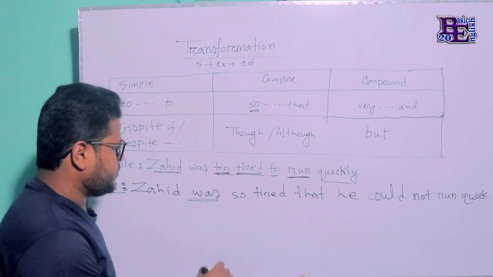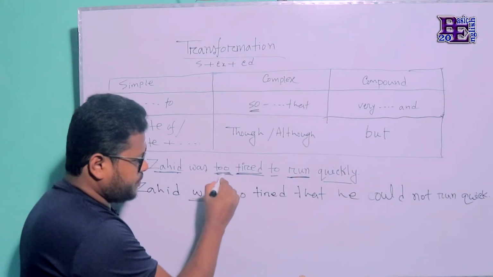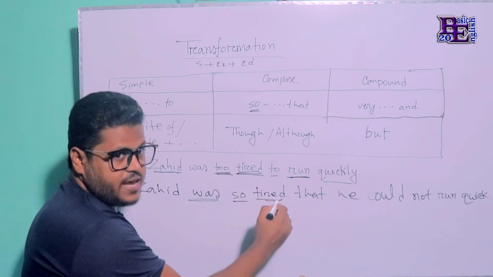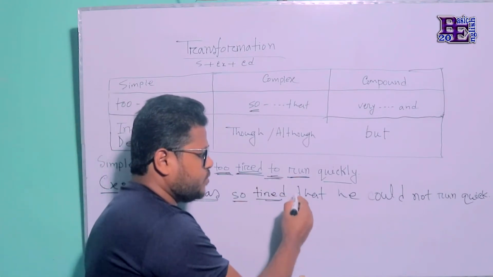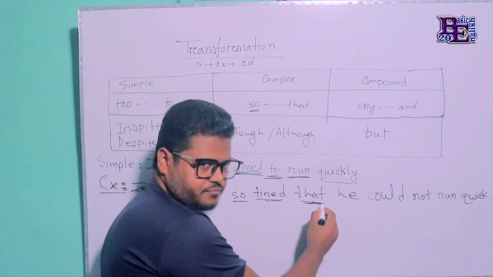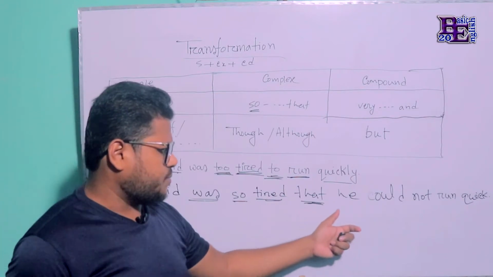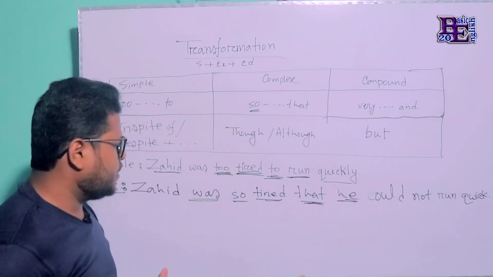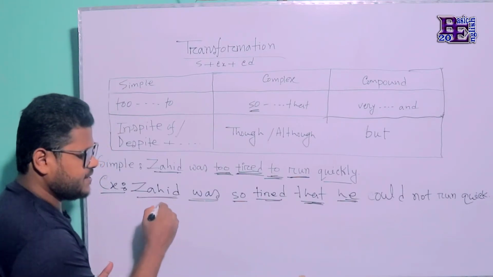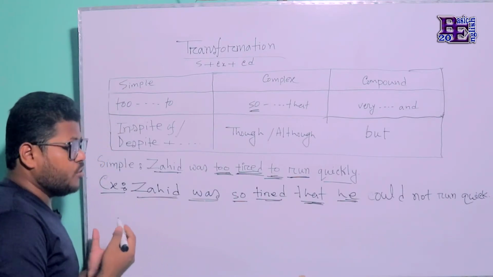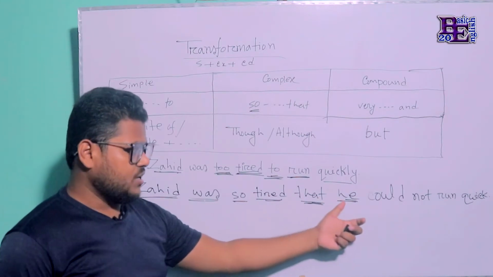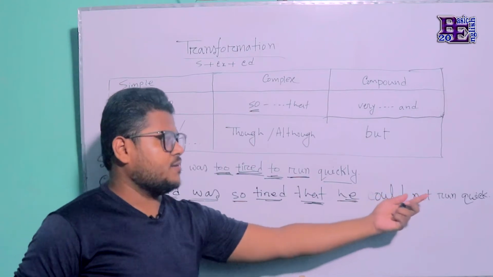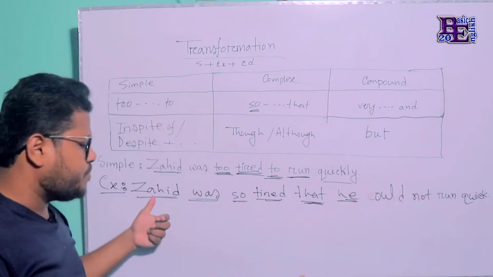First of all, at the place of too we have to use so, and the adjective will remain unchanged, and at the place of to we have used the conjunction that. After that we have used the subject he, and he has been used for Zahid, as Zahid is a man or boy. That's why we have used he as the subject of the second clause, as the second verb has been performed by the same person.